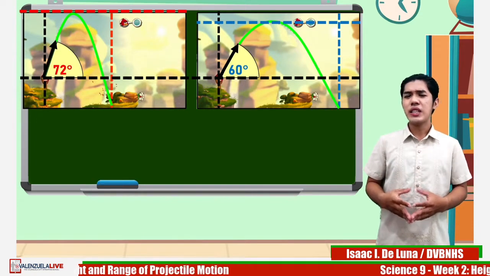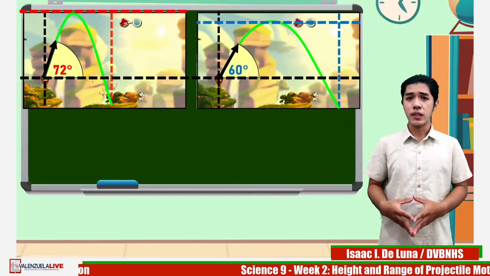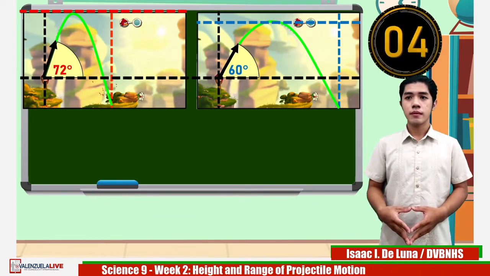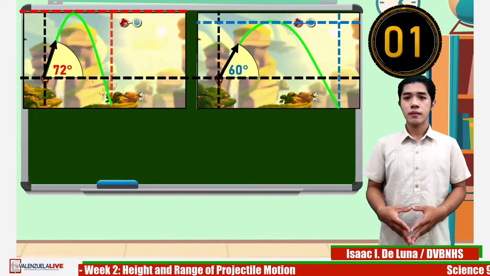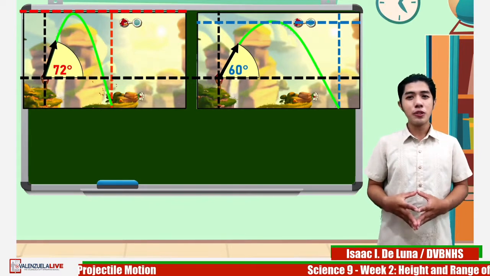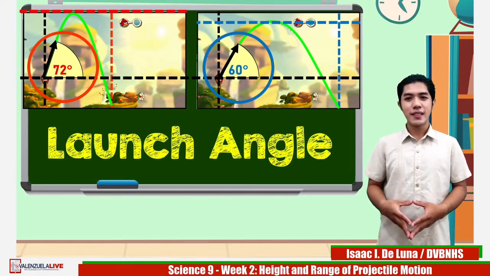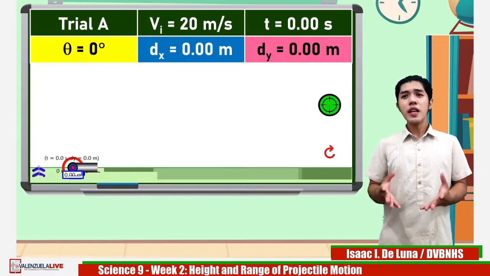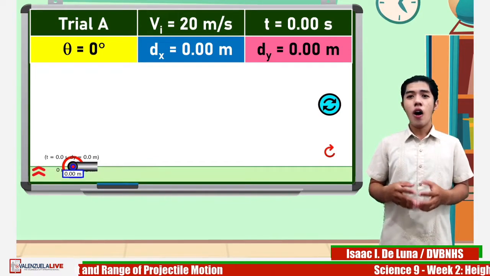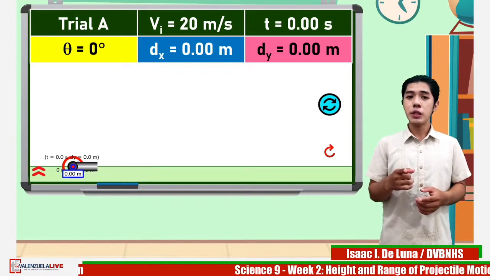What do you think is the cause of these differences in range and height of projectile motion of the birds in these two examples? Type your answers now. Time's up. That's right. All other factors are the same for both trials except the angle at which the birds were released. Let's have here more examples of projectile motion, released at different launch angles. All these 7 new trials were simulated with the same initial velocity of 20 meters per second.